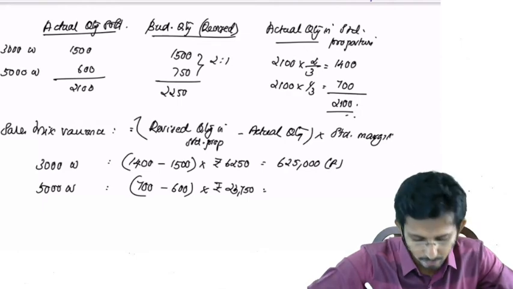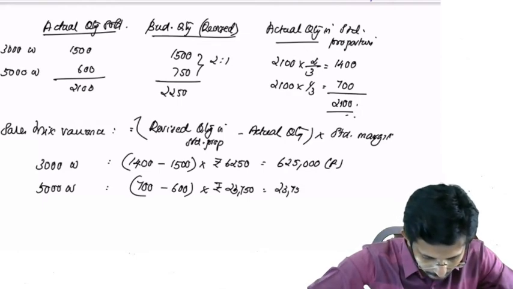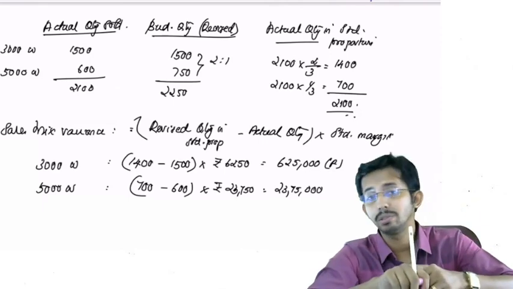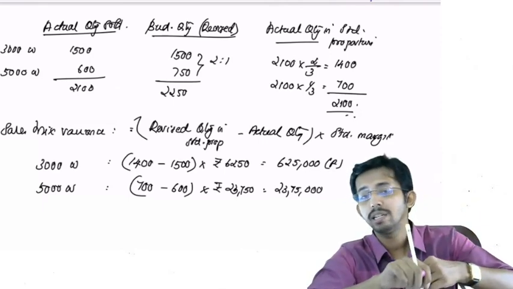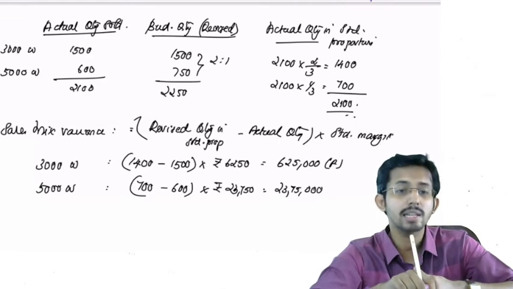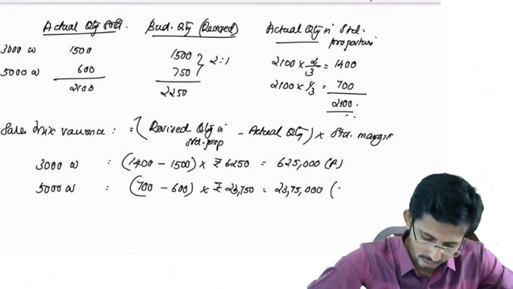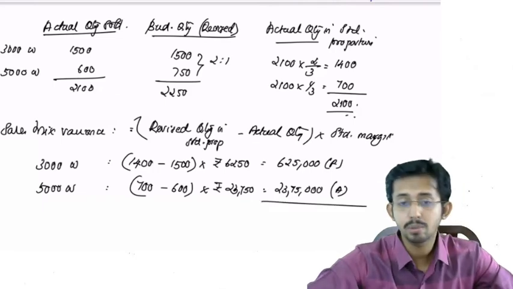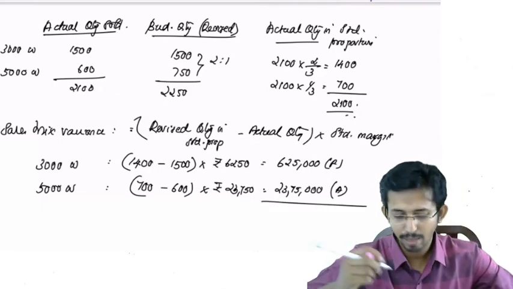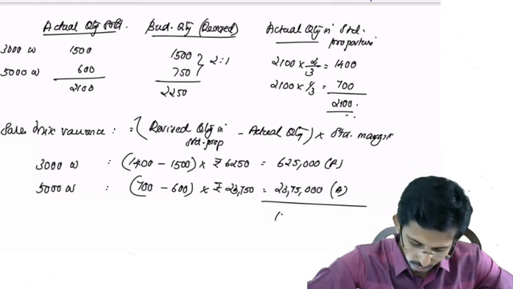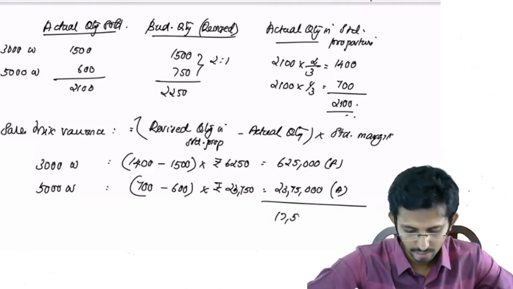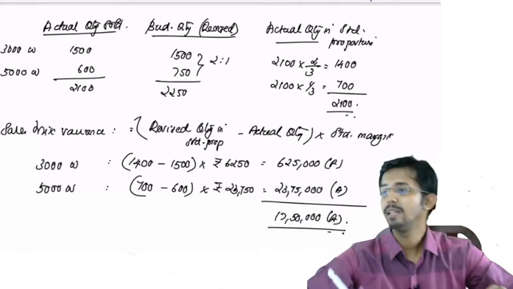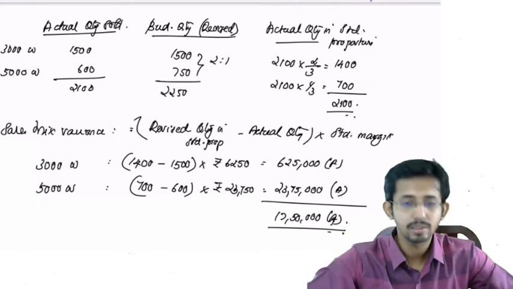Okay, so it will be 23 lakh 75,000. Tell me, is it favorable or adverse? It will be adverse because you ought to have sold how many? 700. But how many did you actually sell? 600. So this is adverse. Is it clear? So net will be 23 lakh 75,000 minus 6 lakh 25,000. So 17 lakh 50,000 adverse. That is the net. It is adverse. Is it clear?